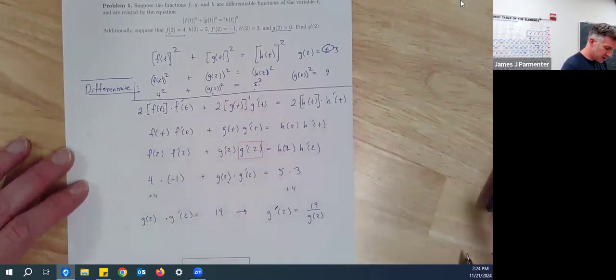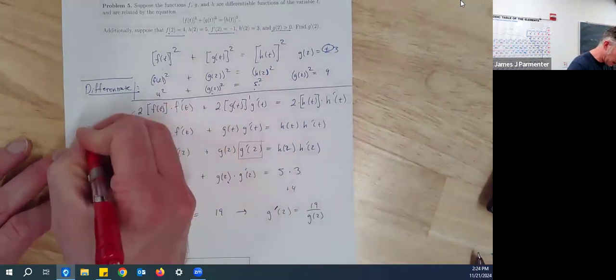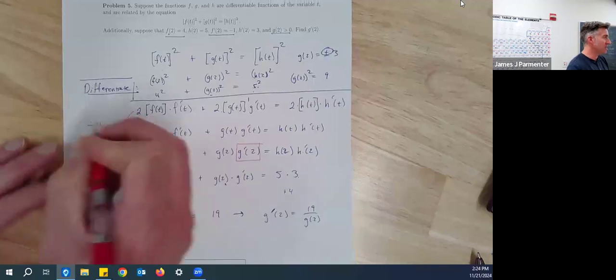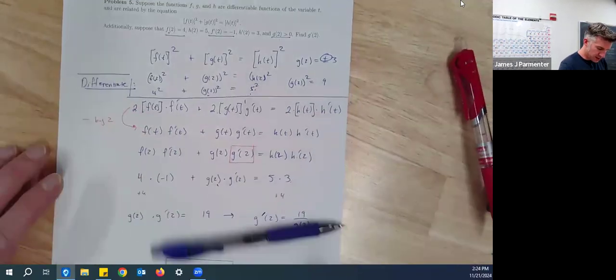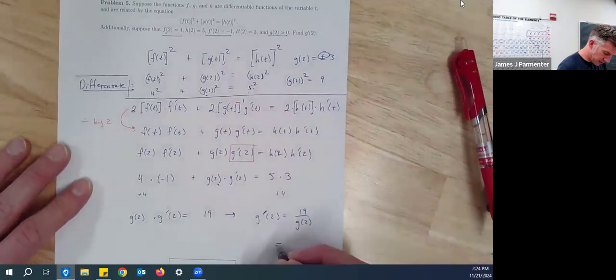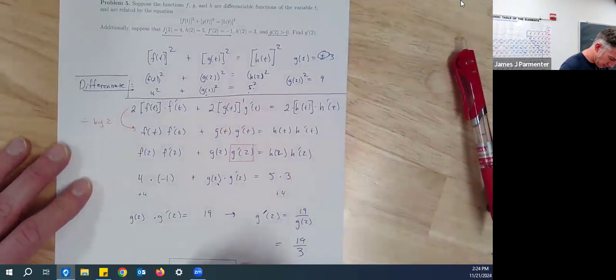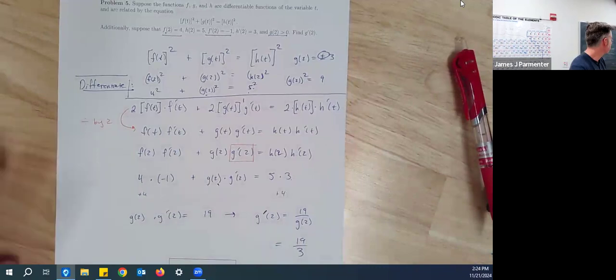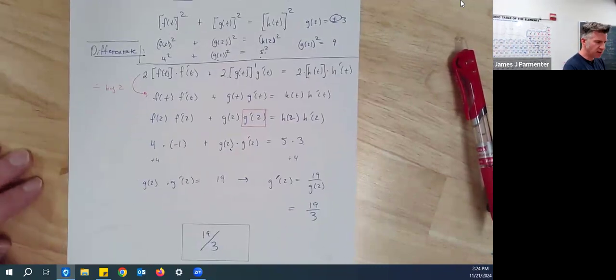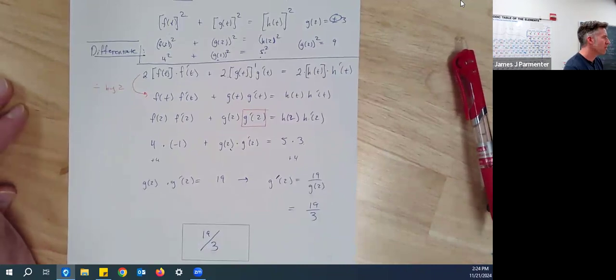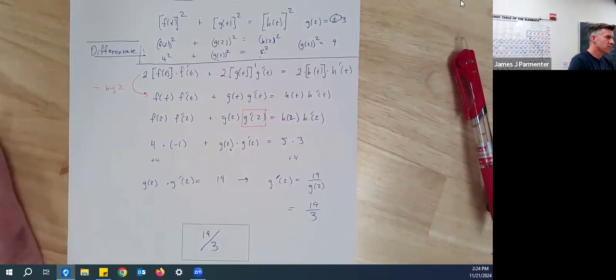Right. From this step to this step, I just divided both sides by 2, just to make our lives easier. I didn't need to write all those 2's every time. So then we can say, great, that's going to be equal to 19 divided by 3. That's it. It's a good question. I like that. It's smart. It's not too terrible, but it makes you think about what you're doing.